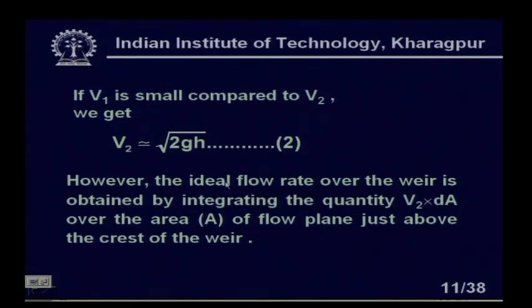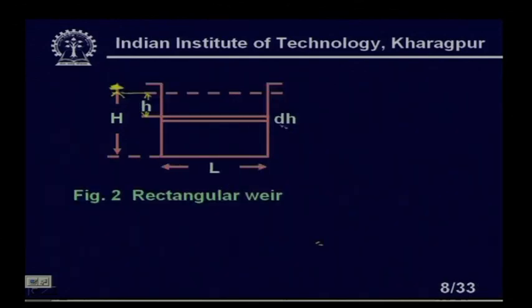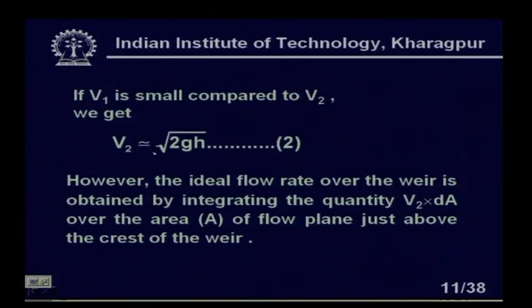However, the ideal flow rate over the weir is obtained by integrating the quantity V2 into dA over the area A of the flow plane just above the crest of the weir. What is dA? You see, dA is dH multiplied by L. So, dH multiplied by L will be the dA. We will integrate over the height h, okay. So, we will get the total flow.